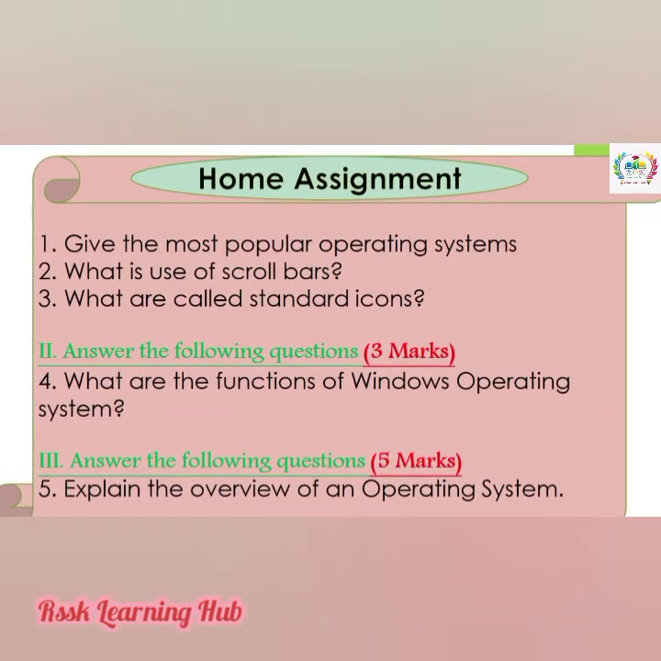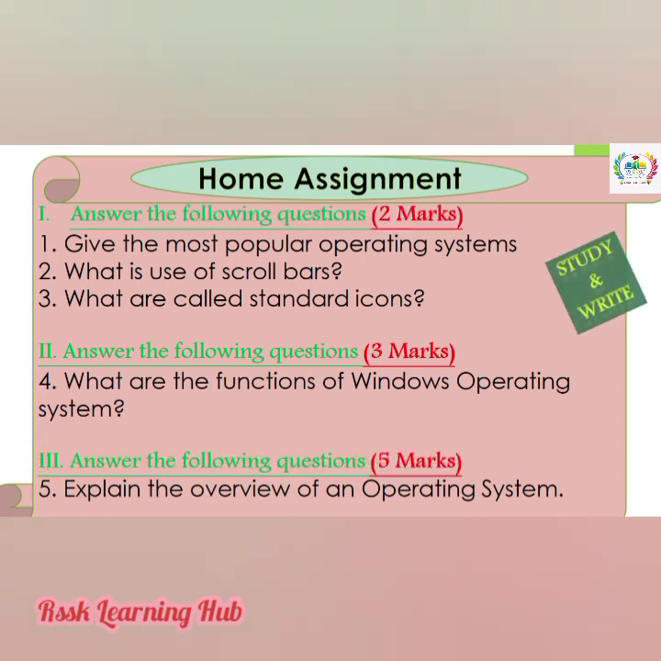Hope you all understood the session well. It is a very interesting chapter. Now coming to the home assignment part. First, 2-mark questions. Give the most popular operating system. Second question: what is the use of scroll bar? Third: what are called standard icons? These 3 questions carry 2 marks each. Now coming to the 3-mark question: what are the functions of the Windows operating system? Write and list out the functions of the Windows operating system. And the 5-mark question: explain the overview of an operating system.